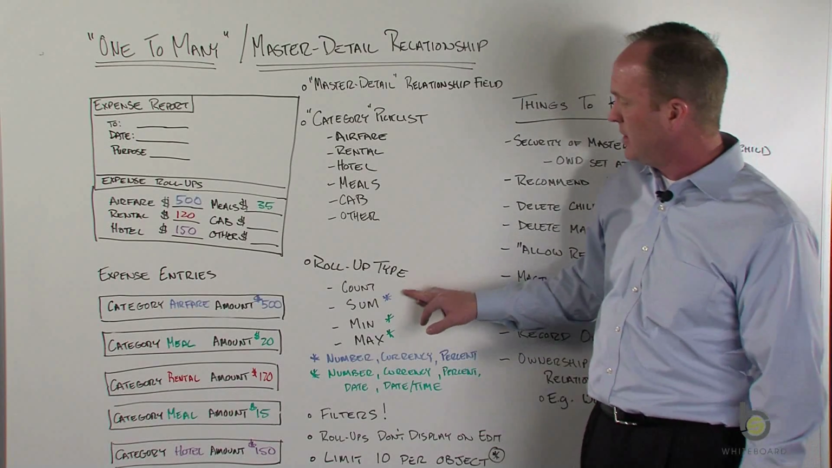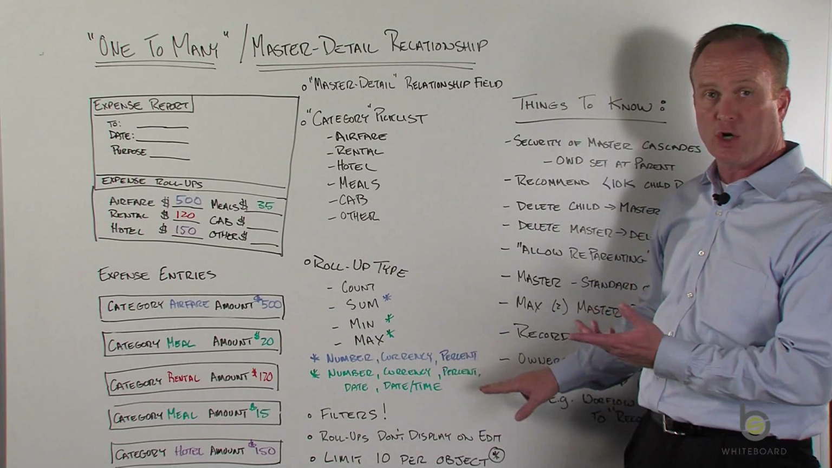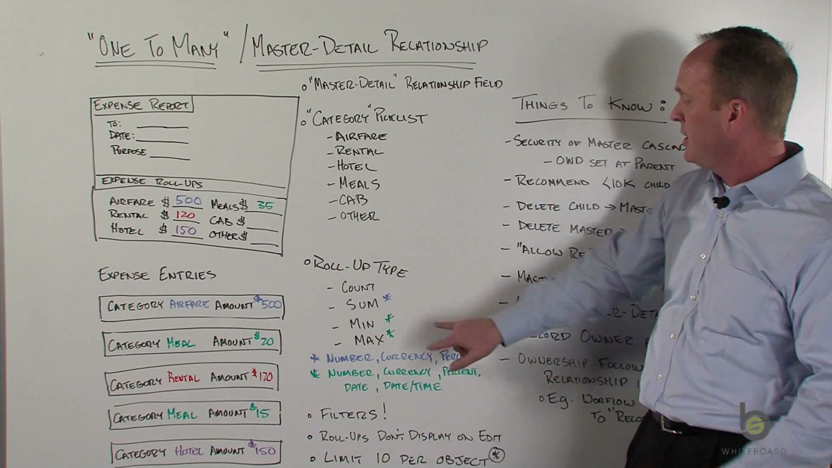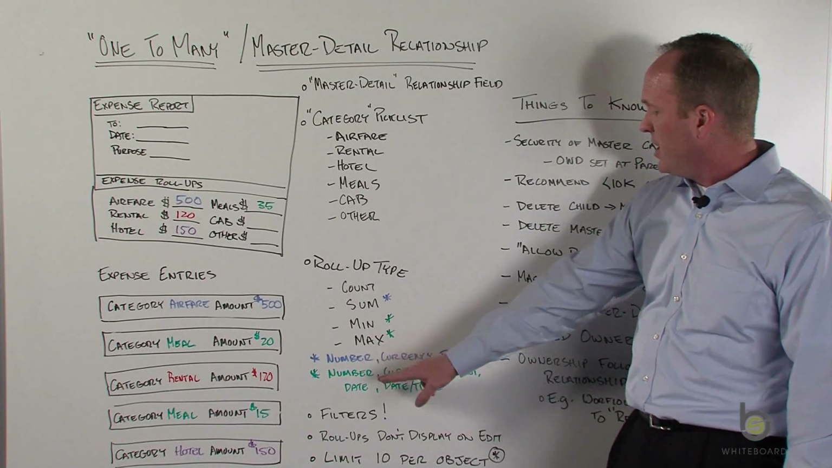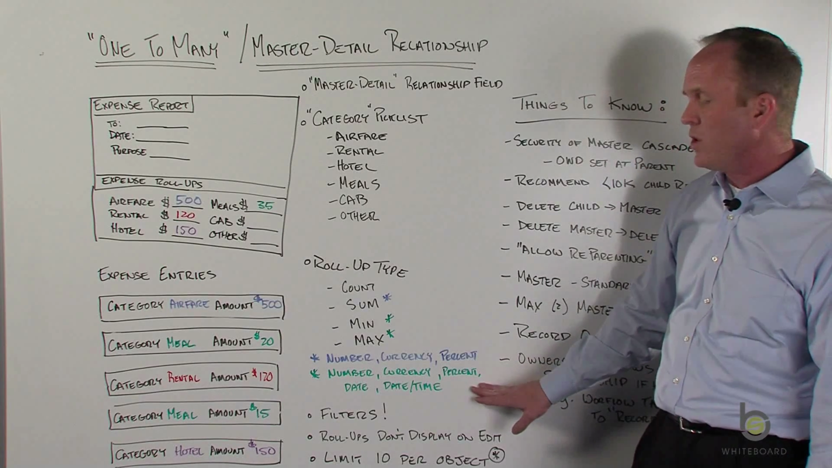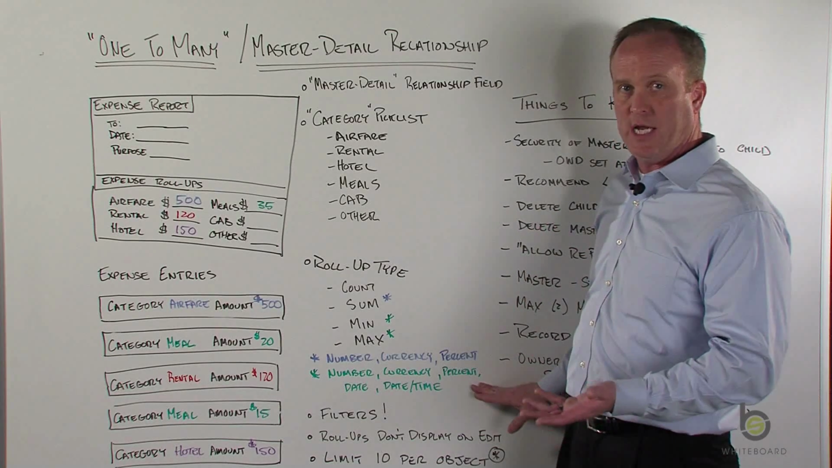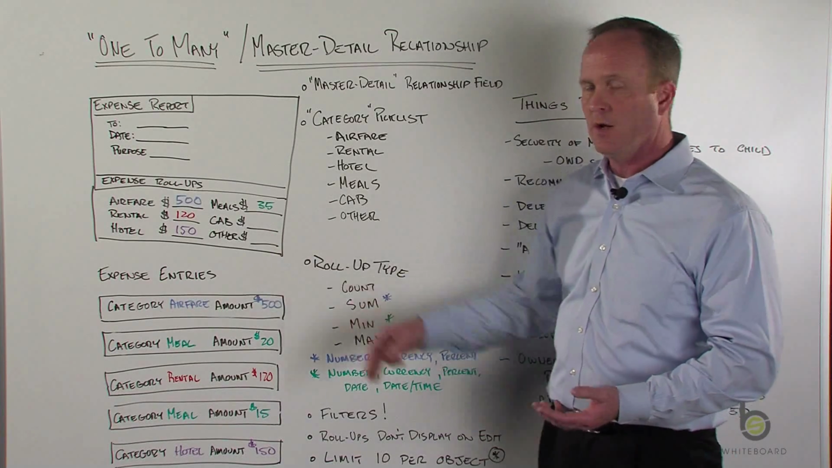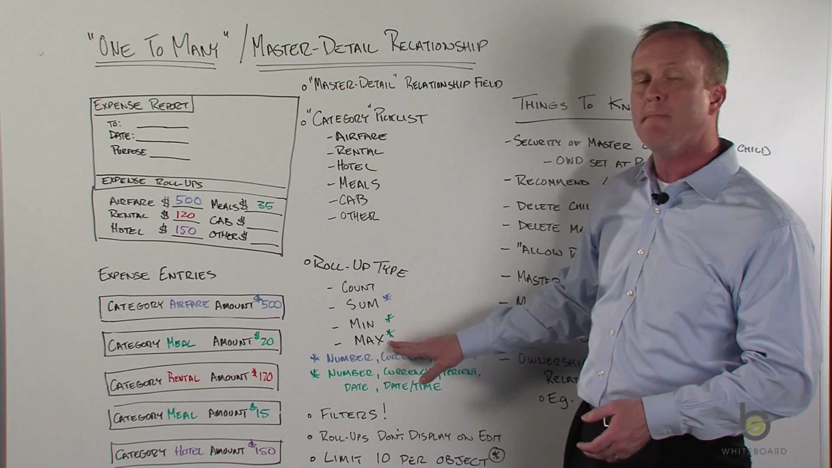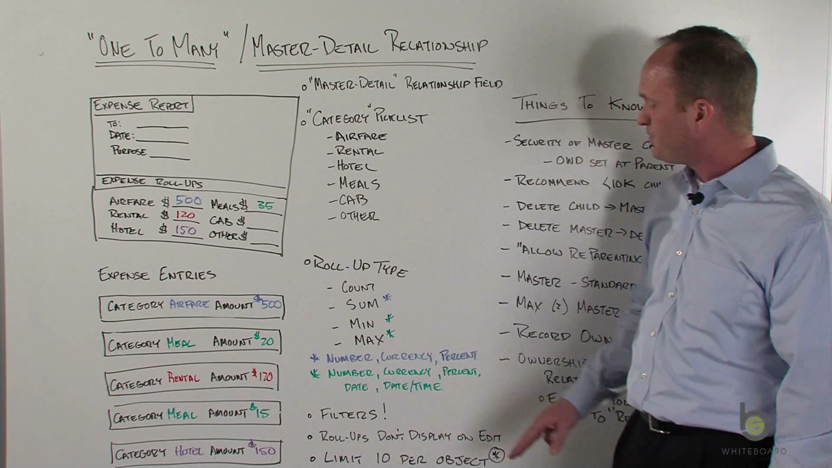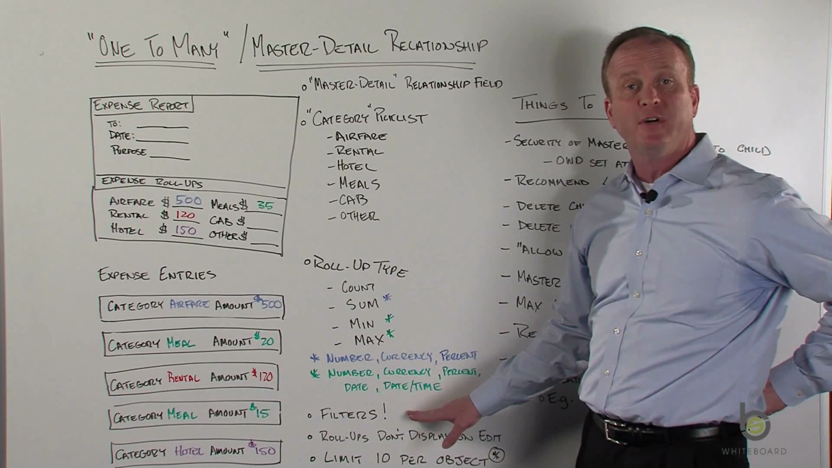So I've got a blue asterisk here just to let you know what you can summarize. You can summarize a number, a currency, which is the example I'm using here, or a percent. Minimum and maximum has a couple more options. So a number, a currency field, a percent, or a date or date time. So let's say that I wanted to know the last entry, the maximum date, I could do that. Or if I wanted to get the maximum amount, maybe I wanted the most expensive entry, I could use a maximum summary field.